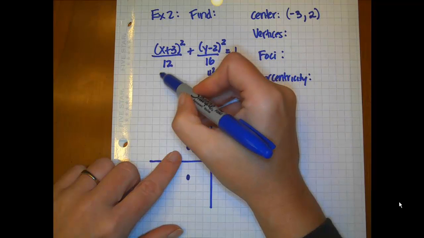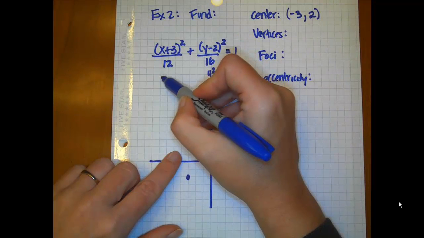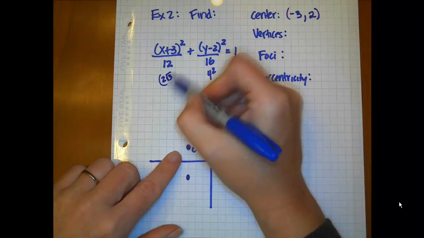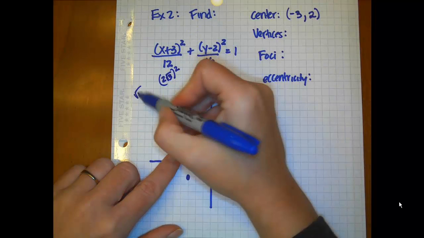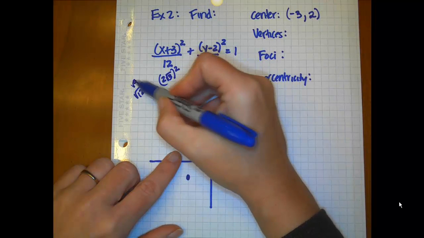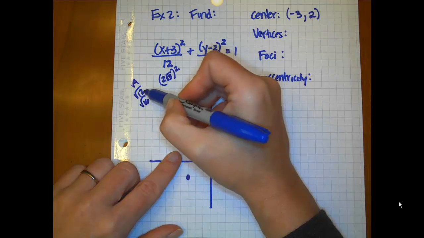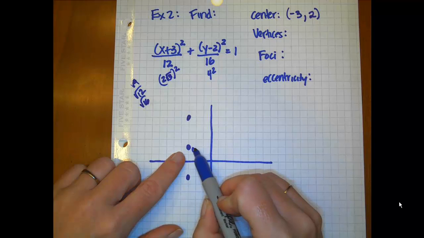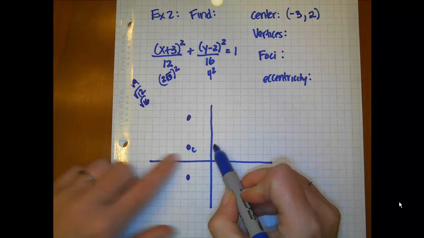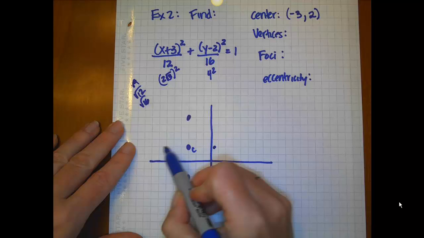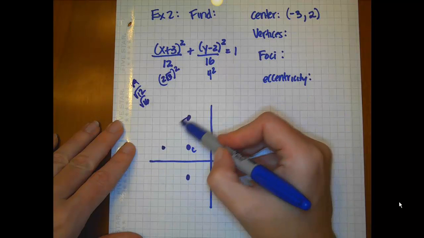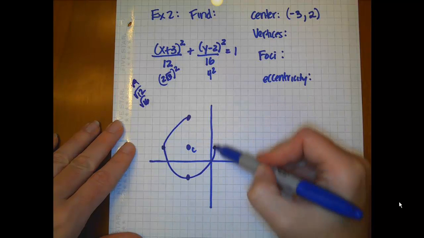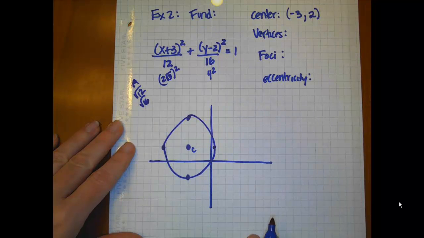Then if I think of 12, the square root of 12 is going to be 2 root 3, okay? And the square root of 12 falls between the square root of 9 and the square root of 16. So this is a number between 3 and 4. I'm going to go a distance of 1, 2, 3, and a little bit on one side, and 1, 2, 3, and a little bit on the other. And now I have a quick graph of my ellipse.